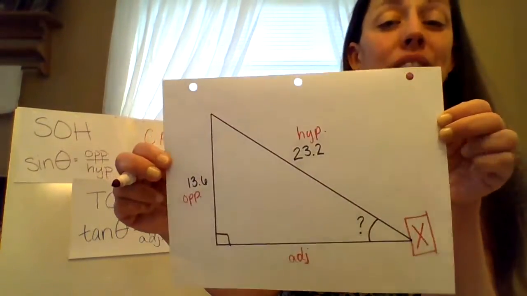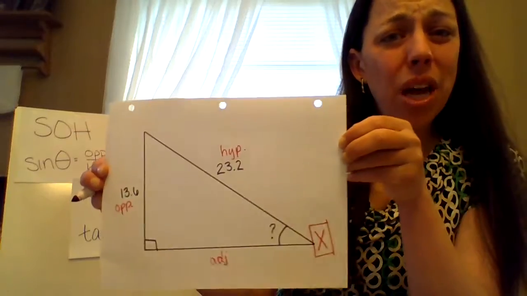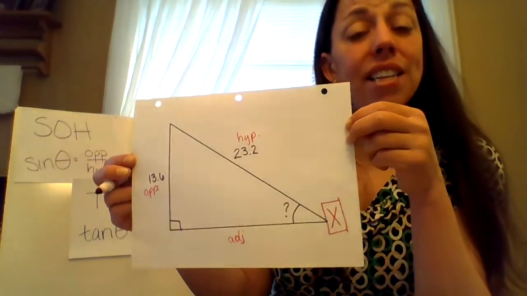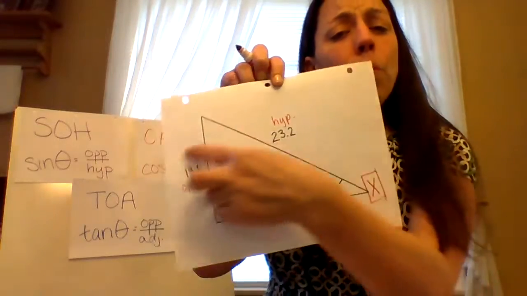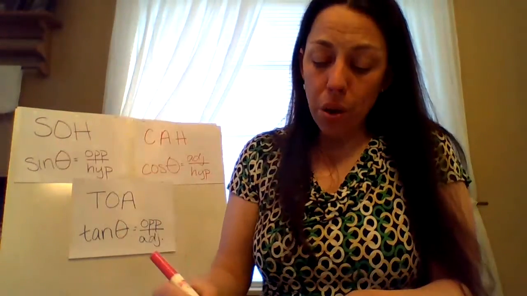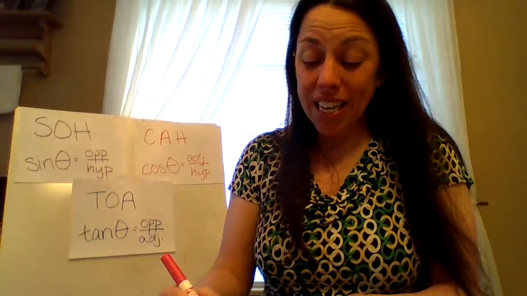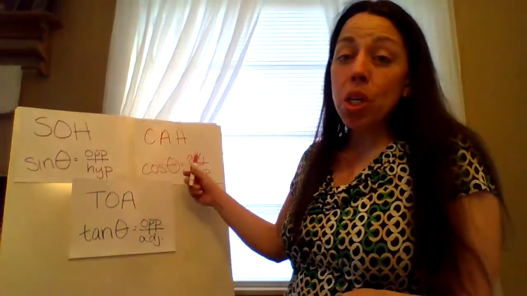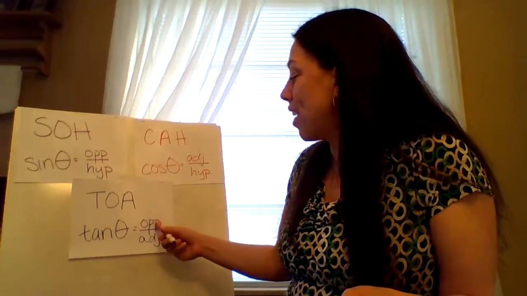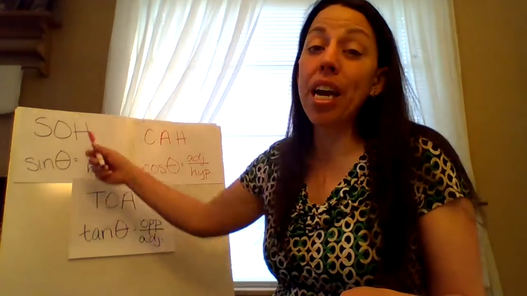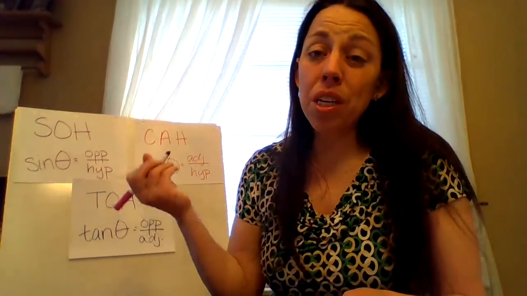Just like the other day, although the other day it was an X, one of our sides is going to have no information on it. It is not going to be important. So even though we want to label it and want to know what side it is, we're going to cross it out because I cannot use adjacent. So if I look behind me on the board right here, both cosine and tangent use adjacent somewhere in it. That means I have to use sine.